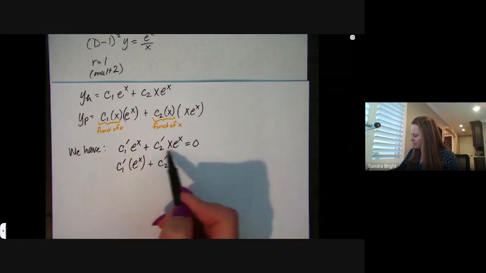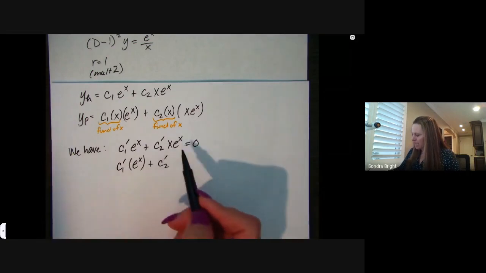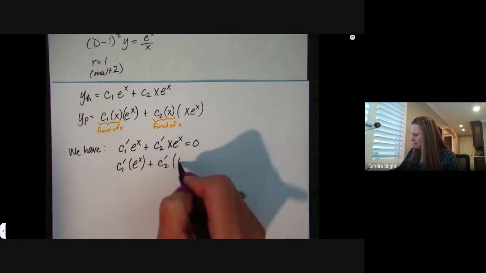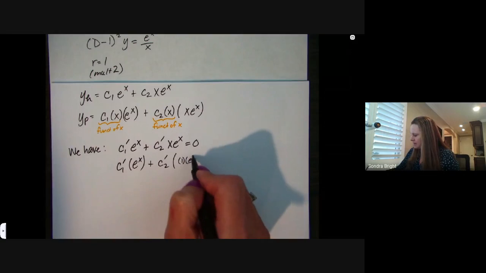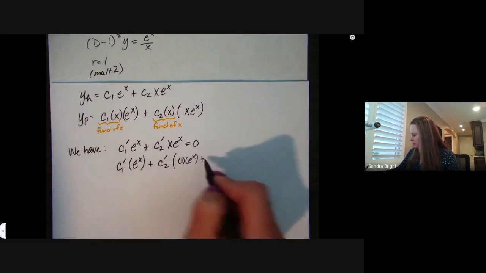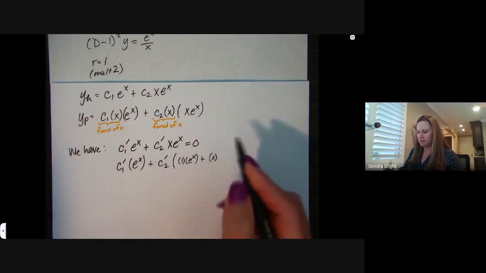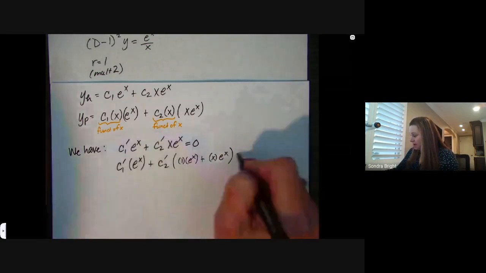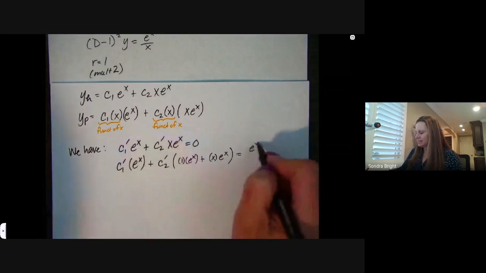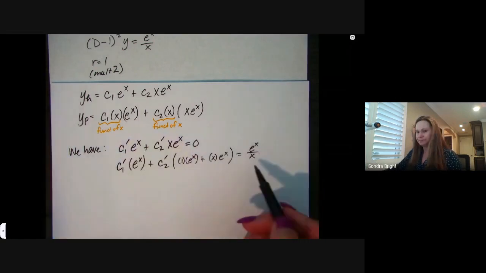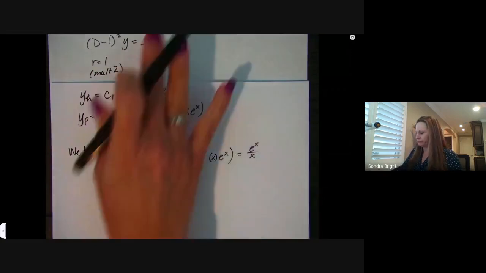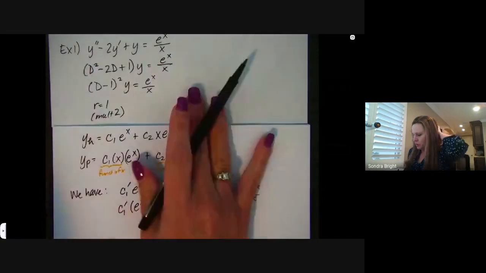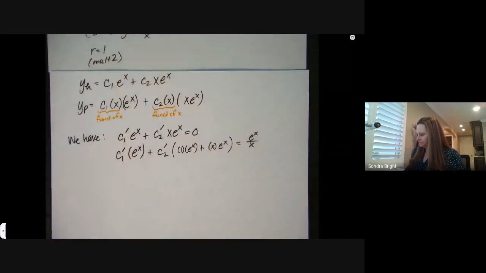And so that would be the derivative of x is 1, so a 1 times e to the x, plus x times the derivative of e to the x, which is e to the x. And this is going to equal e to the x over x, right, divided by its leading coefficient, which was a 1. So there we go. These are the two equations that it must satisfy.